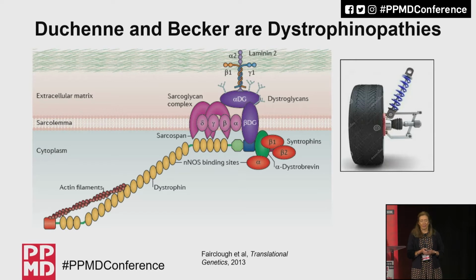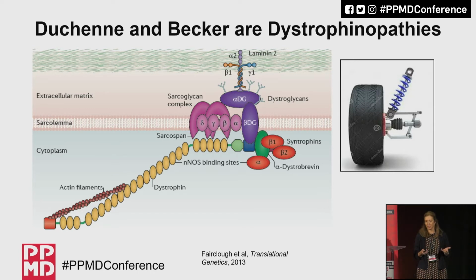This is a little bit of a complicated picture, but I just wanted to point out here that Duchenne and Becker, you're often going to hear them called the dystrophinopathies. It's kind of a mouthful, and it's because they're both conditions caused by changes within the dystrophin protein. If you look at the colorful picture here, that is just a protein complex in the muscle cell membrane. There's lots of different proteins in there, and if any of those proteins are altered or missing, that's going to result in some type of muscular dystrophy.